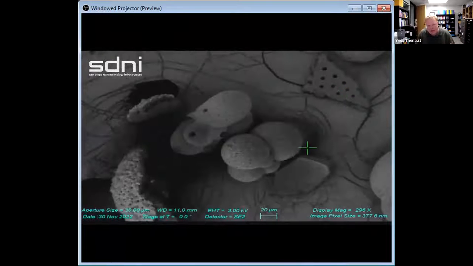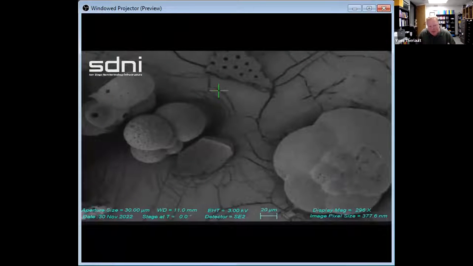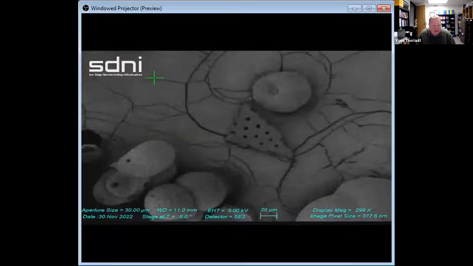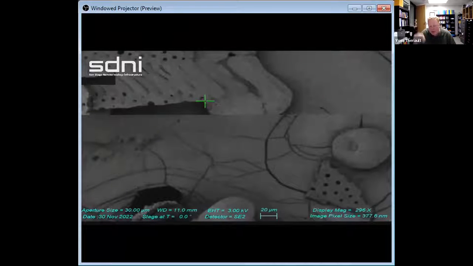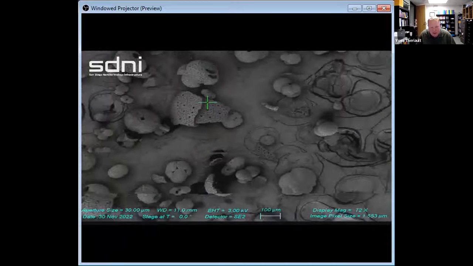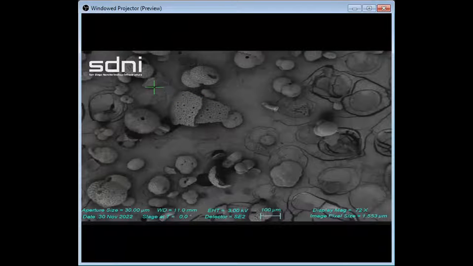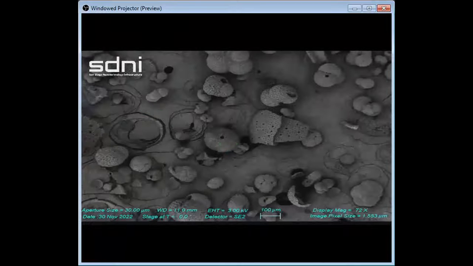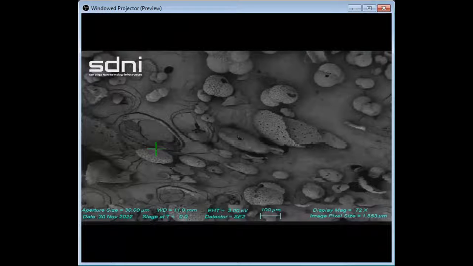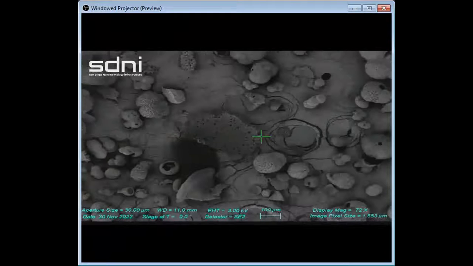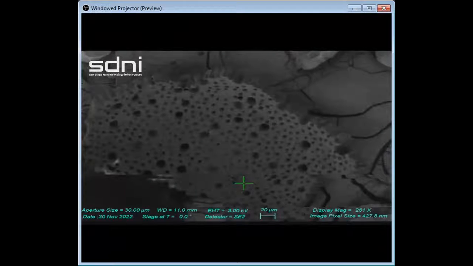Once you have the best possible image on your side, then Lauren will do a slow scan so that you can get a better quality image. Yes, and we will take pictures of whatever you guys focus on and send them to you later so that you could keep them.